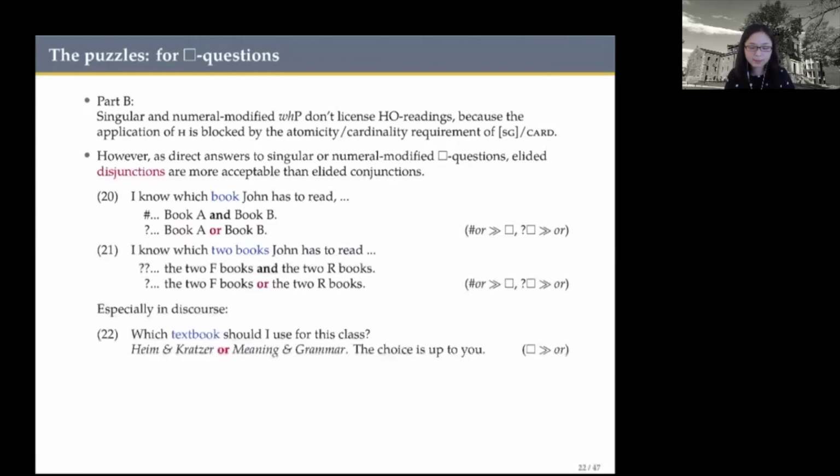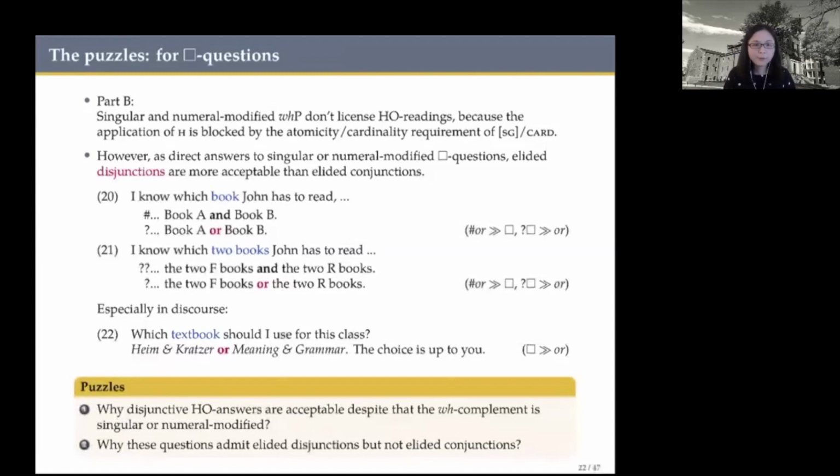And the availability of this kind of narrow scope disjunctive answer is even more readily available for answers in discourse. Which textbook should I use for this class? Hammond-Kreiser or Median Grammar? The choice is up to you. So now we have two puzzles. One, why disjunctive higher-order answers are acceptable despite that the Debye complement is singular or numeral modified. And second, why these questions admit elided disjunctions but not elided conjunctions.